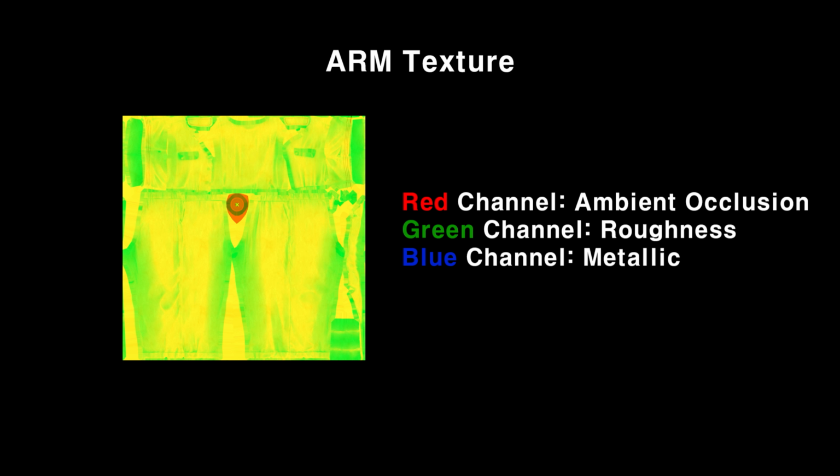If you need to create an ARM texture instead, use the following channel order: red for ambient occlusion, green for roughness, and blue for metallic. Finally, use the appropriate file name suffix, such as underbar ARM or underbar OMR, to clearly identify the texture type and avoid confusion.